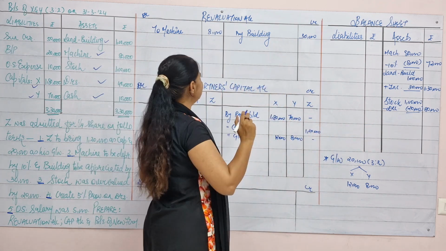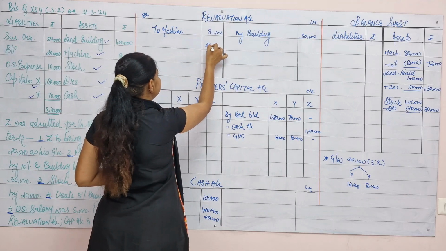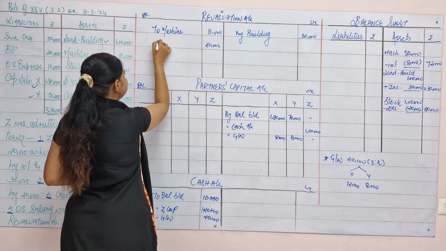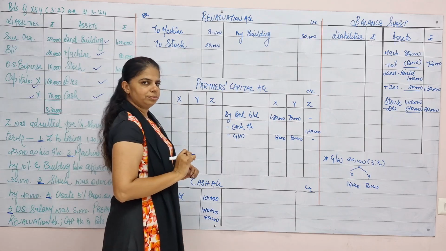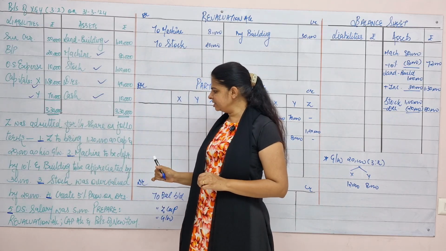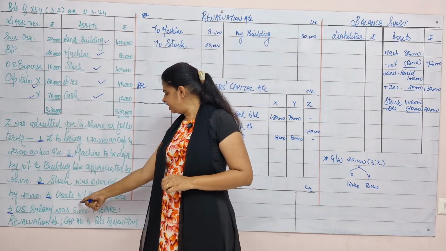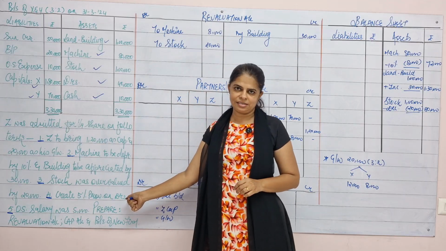And thus revaluation account will be debited by 20,000. It is debited to which account? It is debited to stock account. Then the next adjustment says that create 5% provision on debtors.